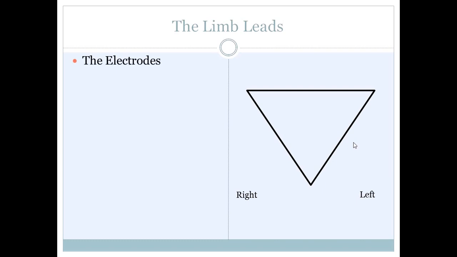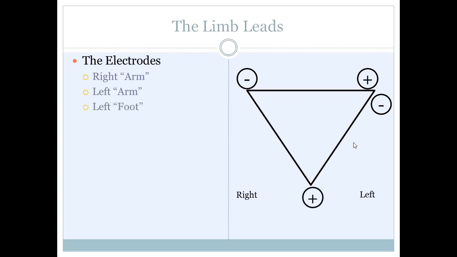First off, the electrodes. We have the right arm electrode, the left arm electrode. Note here, there is only one electrode, but it serves a dual purpose. In one lead, it is the positive electrode. In another lead, it is the negative electrode. And then the left foot lead. You'll note that I put these arm and foot designations in quotes.